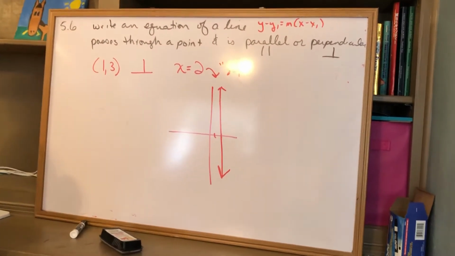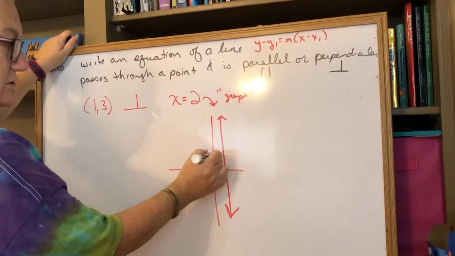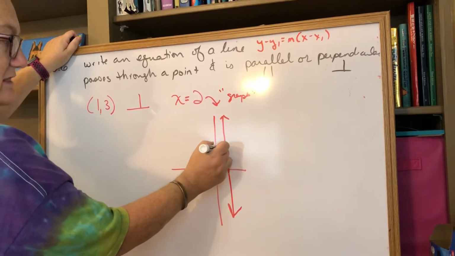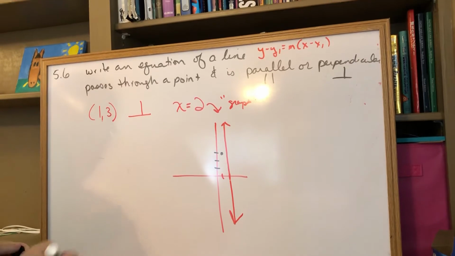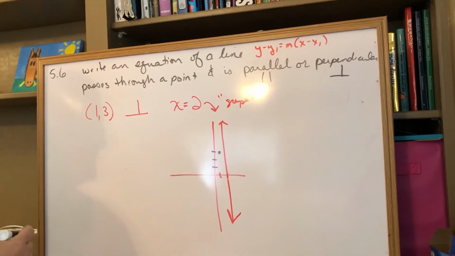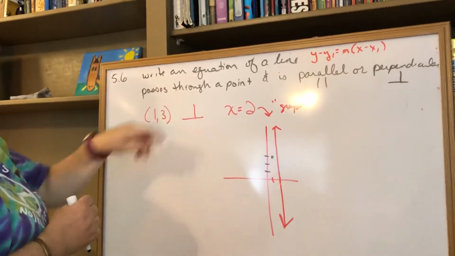Now we've got to remember that it's got to go through this point, (1, 3). So here's 1, 1, 2, 3. About right there is (1, 3), right? Would you agree? Okay. We want it to be perpendicular. What does that mean? That means that they make right angles. They make like the T. That's how come we use perpendicular, where it looks like a T.